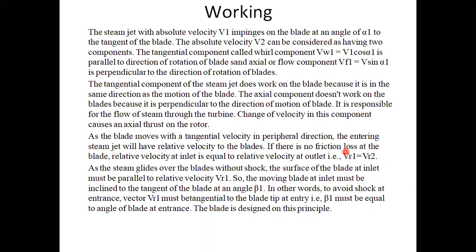As the blade moves with tangential velocity in the peripheral direction, the entering steam jet will have a relative velocity to the blade. If there is no friction loss at the blade, relative velocity at inlet is equal to relative velocity at outlet. In that case, we are not considering friction, then VR1 equals VR2. And as the steam glides over the blade without shock, the surface of the blade at inlet must be parallel to the relative velocity VR1. So the moving blade at inlet must be inclined to the tangent at angle beta 1.